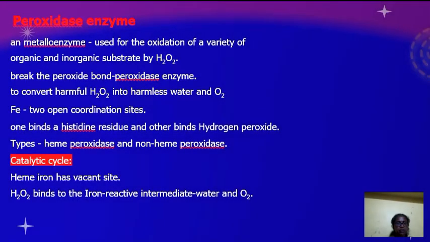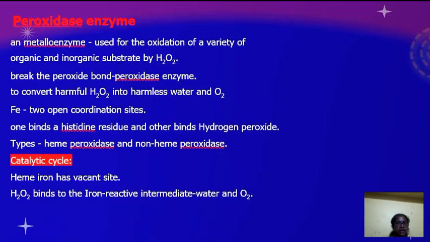We will see about peroxidase enzyme. It is a metalloenzyme used for the oxidation of a variety of organic and inorganic substrates by H2O2. It breaks the peroxide bond. It is also known as peroxidase enzyme to convert harmful H2O2 into harmless water and O2. Iron atom has 2 open coordination sites. One side binds with the histidine residue and the other binds with the hydrogen peroxide.